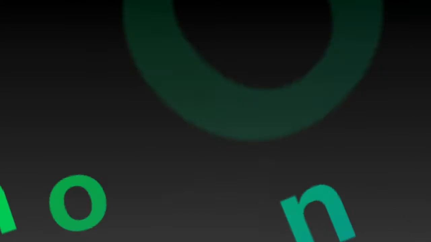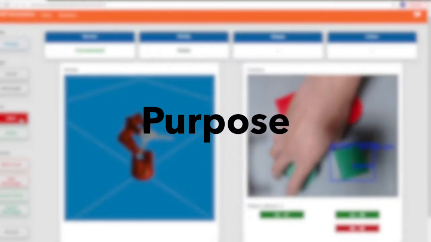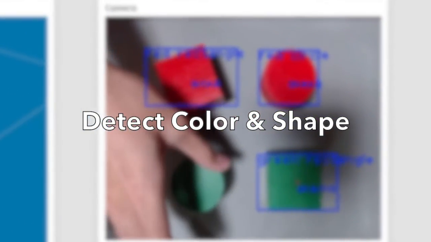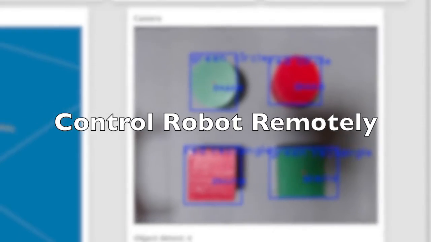that object. As we mentioned before, resulting in a project named the integration of ROS and AI for web-based robot arm control and monitoring. The purpose of this project is to apply AI to detect the color and shape of objects and control the robot arm to pick the objects.